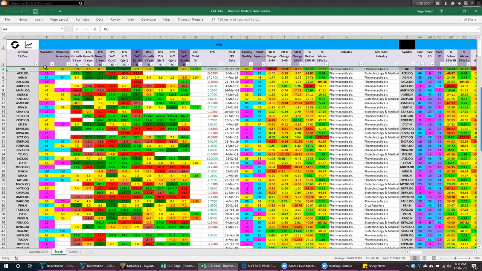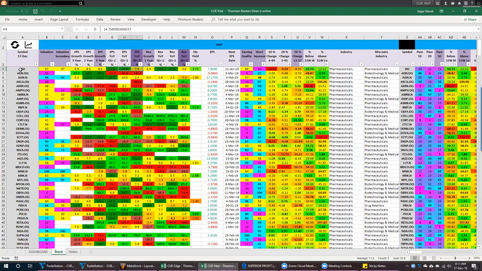JNJ. Valuation is medium because the valuation color is yellow. We know from the color valuation is in the middle, neither overvalued nor optimally valued. If we look at the yearly earnings growth, it is not fantastic, not green, not negative. It is yellow for 3 years, 2 years, as well as 1 year period. And if we look at the quarterly periods, in the latest quarter, it went down. Didn't turn negative, but went down.